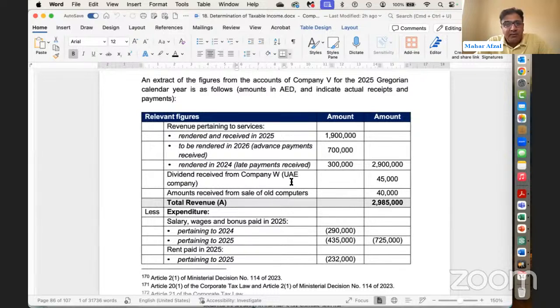Dividend received from company W, a UAE company, assuming this is a resident juridical person, should be exempt. So it should not be subject to tax, it has been removed.